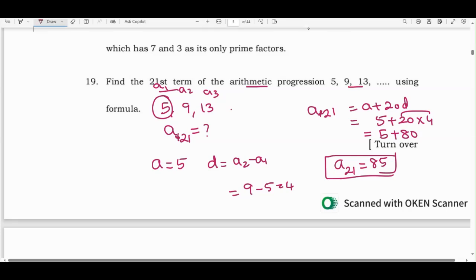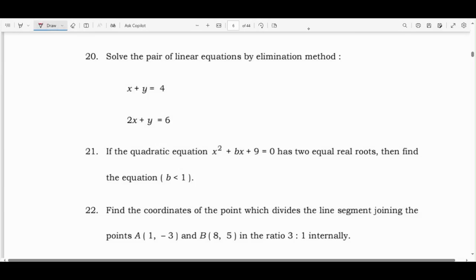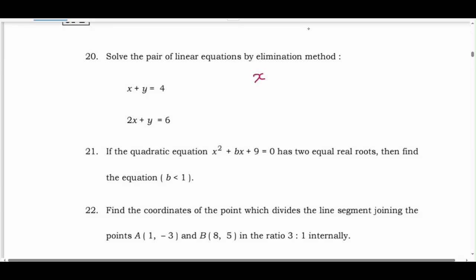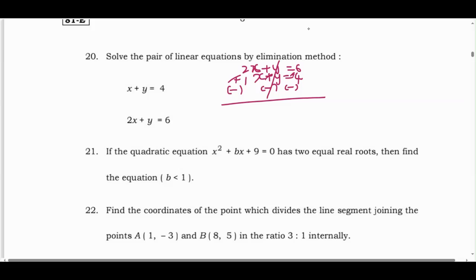So moving on to the next question, here is question number 20. Solve the pair of linear equations by the elimination method. So it is x plus y is 4, 2x plus y is 6. Elimination method means we should have the same terms but different signs. We'll change the sign. After changing the sign, the terms will get eliminated. Then plus y and minus y will get cancelled. 2 minus 1 will be 1x. 1x is nothing but x equals 6 minus 4, which is 2. So the value of x will be 2.